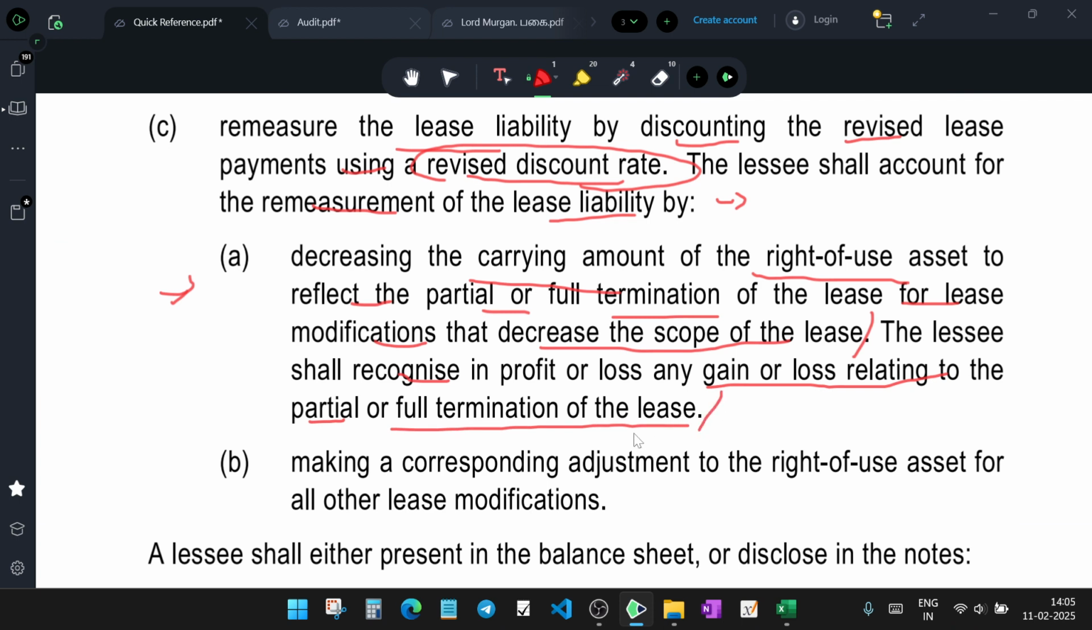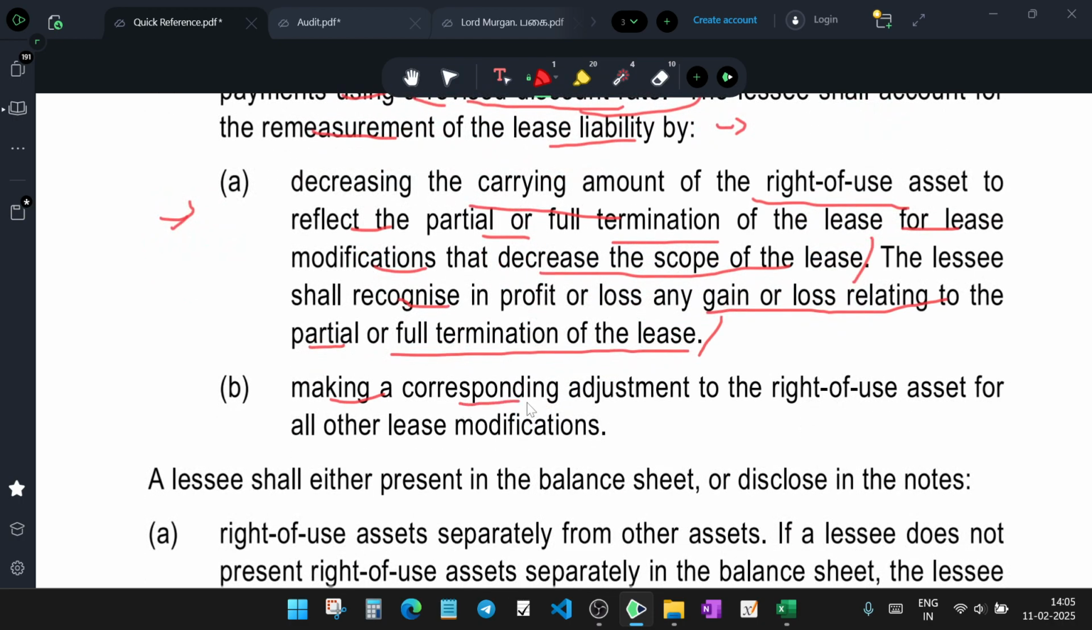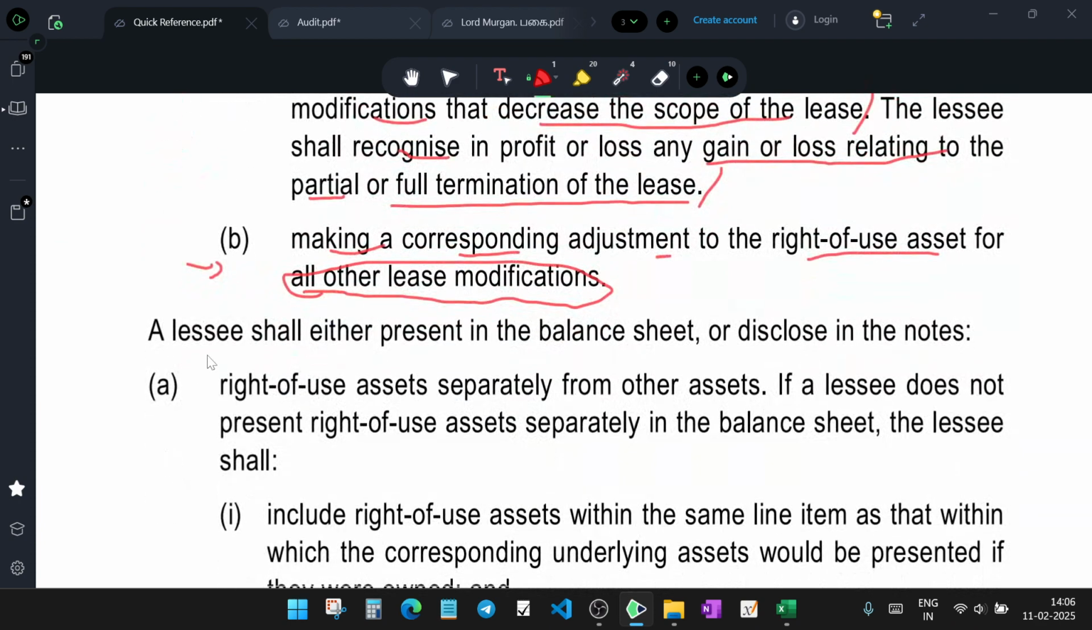Sometimes the contract will be modified, stating, "Sir, you have paid this much, but you need to increase your payment." Then the amount I pay on partial or full termination of this contract will also be reflected in the P&L account, making a corresponding adjustment to the right of use of asset for all other lease modifications. If any modification is happening, then for the right of use of asset, all this modification is to be taken into consideration.